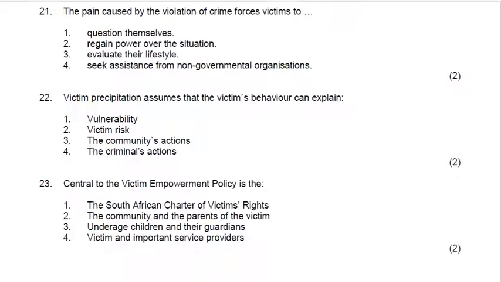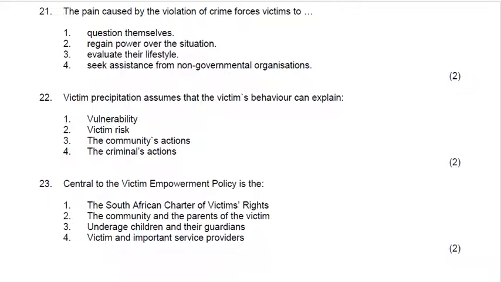22. Victim precipitation assumes that the victim's behavior can explain. The answer is 4. The criminal's actions. That is found on page 34 of our study guide.